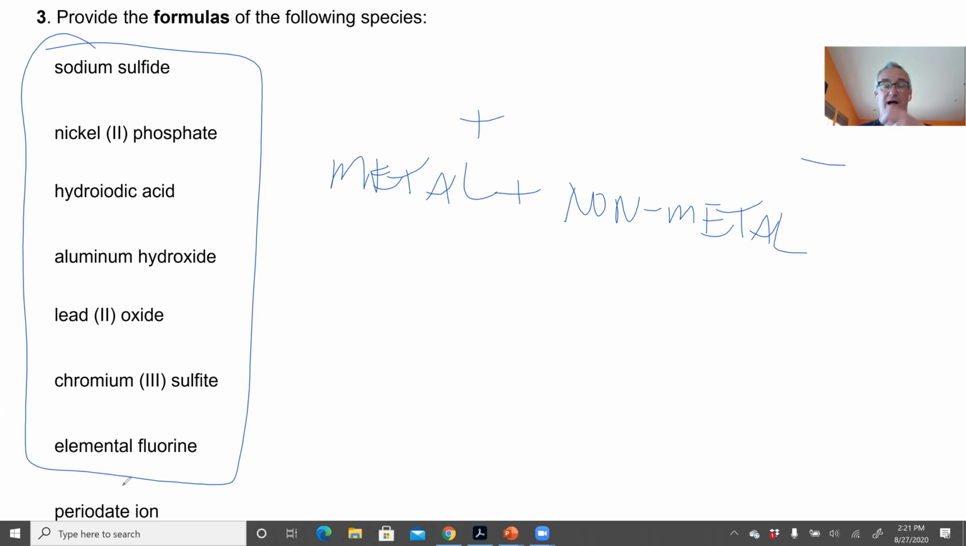Now, a covalent compound is not ionic. The electrons are shared rather than stolen, and so nobody has a charge. Those are generally between 2 nonmetals.